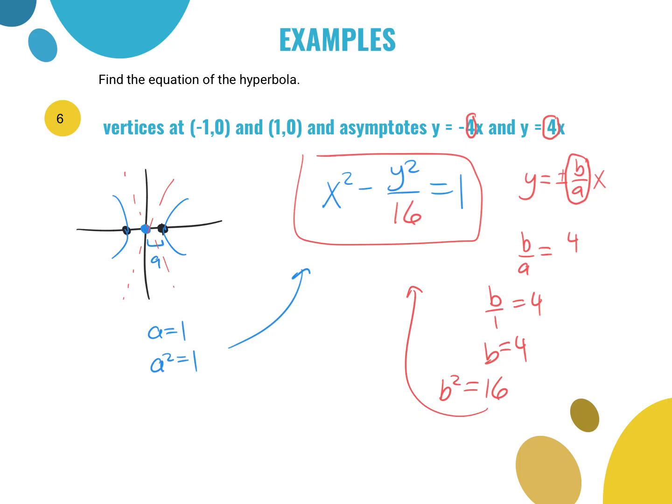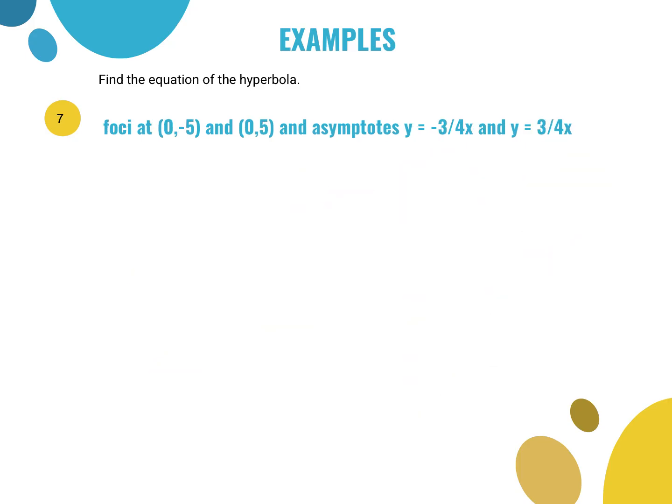On to the next. All right, this one we're given new information. We're given foci at 0, -5, and 0, 5. Once again, just get a rough idea of what it looks like. 0, 5 is going to be up 5 units. 0, -5 is going to be down 5 units. And I know my center is always in between, so it has to be at 0, 0.